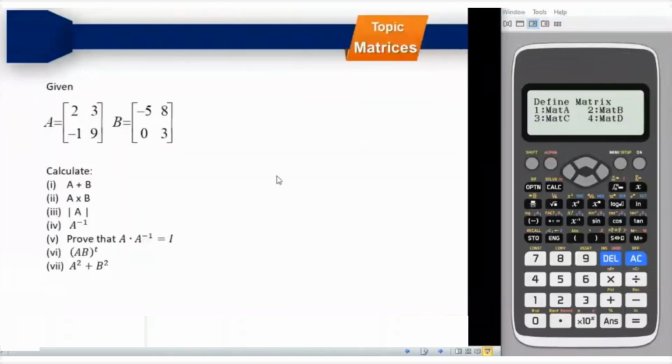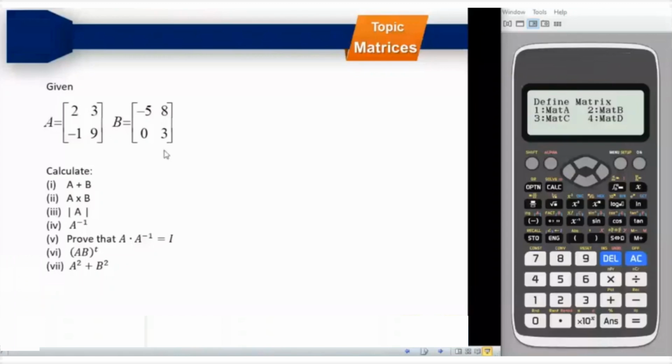I will be solving this example, and through this example, I will hopefully be covering the whole matrix function of the calculator. I have on my screen two matrices, and both of these matrices are 2 by 2 matrices. That is 2 rows and 2 columns. I hope you are all aware that horizontal is row and vertical is column. So 2, 3, minus 1, 9 and minus 5, 8, 0, 3 are the 2 by 2 matrices.